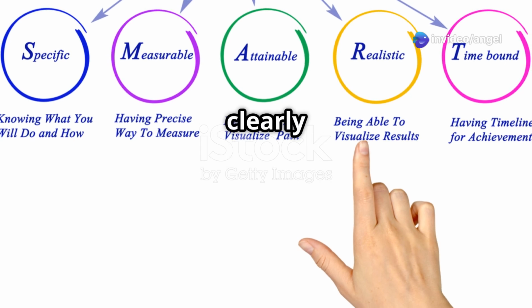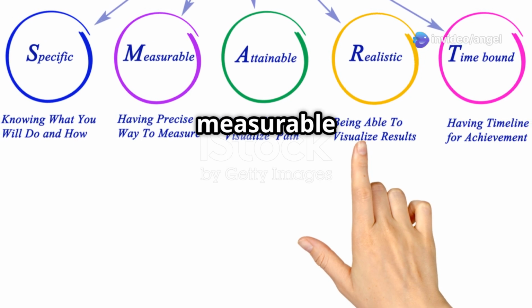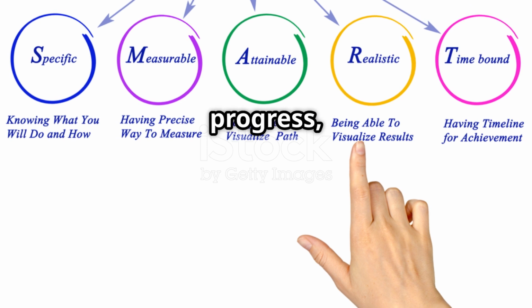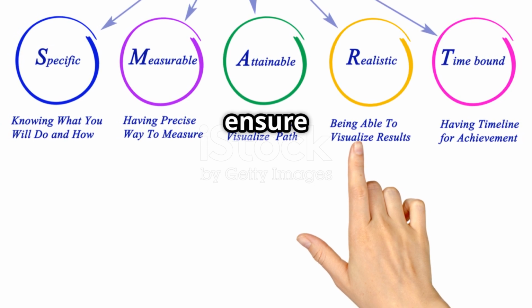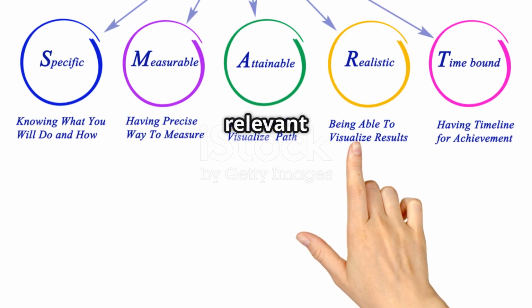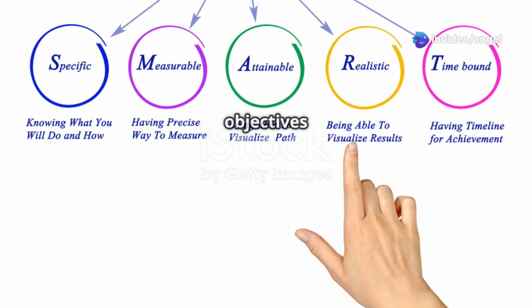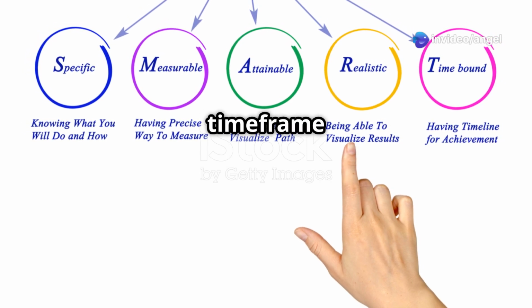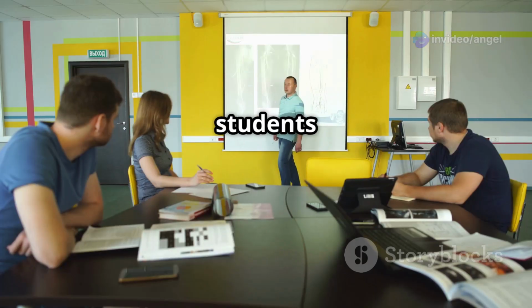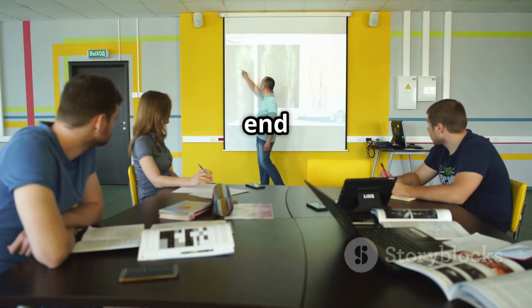Specific objectives clearly define what is to be learned. Measurable objectives allow for assessment of progress. Achievable objectives ensure that the goals are realistic. Relevant objectives align with broader educational goals, and time-bound objectives set a clear time frame for achievement. They tell you what students should know or be able to do by the end of the lesson.